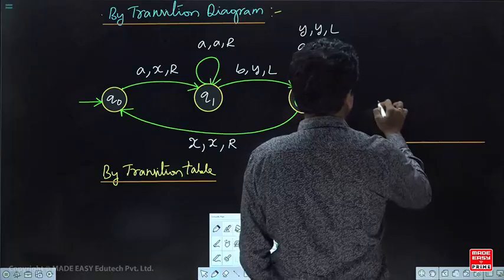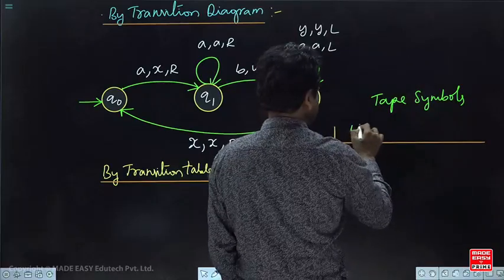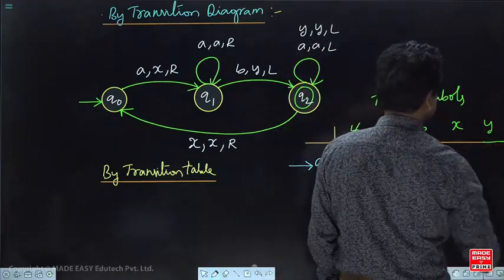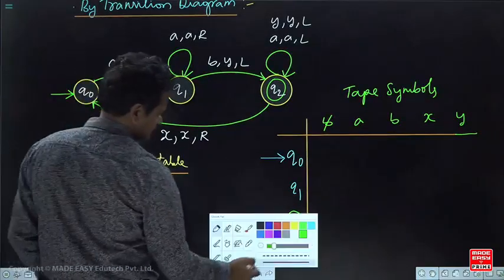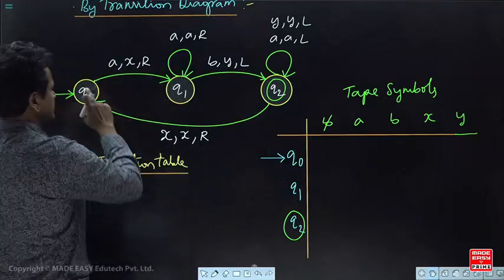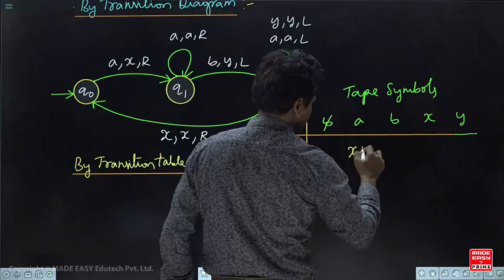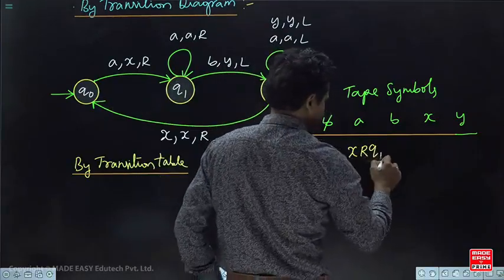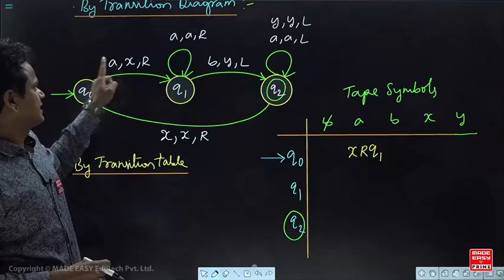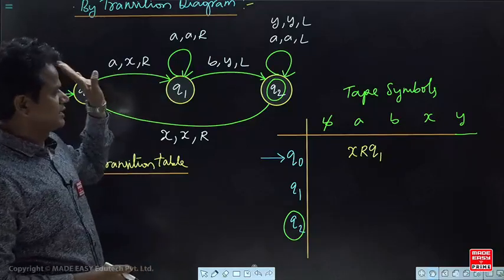And here what are the tape symbols? The tape symbols will be blank, A, B, X, Y. All these are the tape symbols. Now look at this, guys. In Q0, A comes, A will become X, move right side and go to Q1. I repeat, in Q0, A comes, A will become X, move right side and goes to Q1. Now come to Q1.